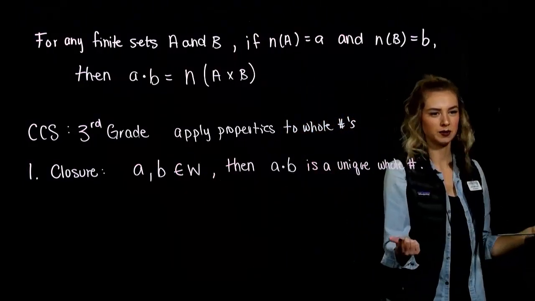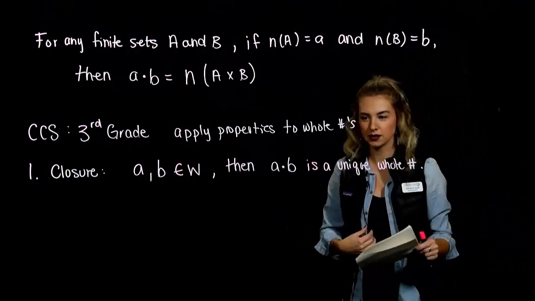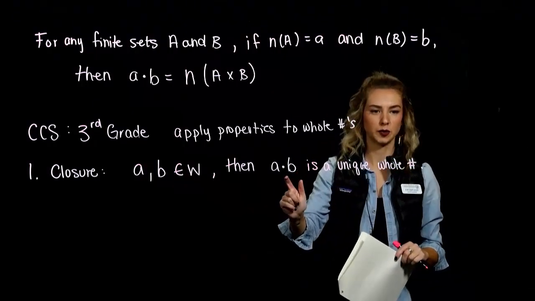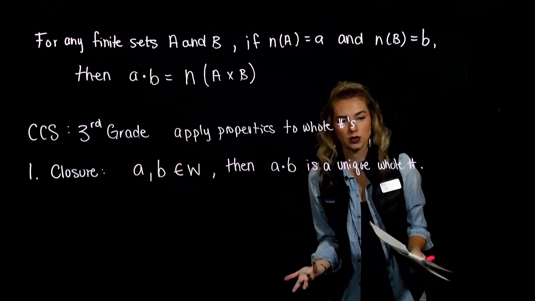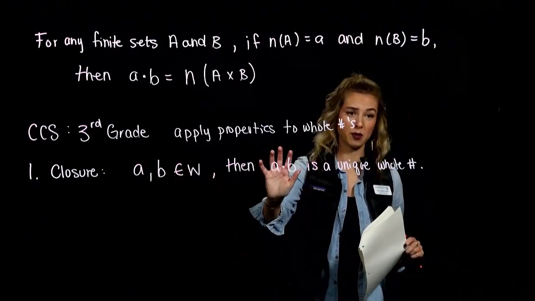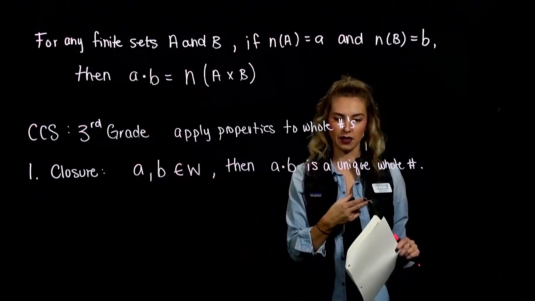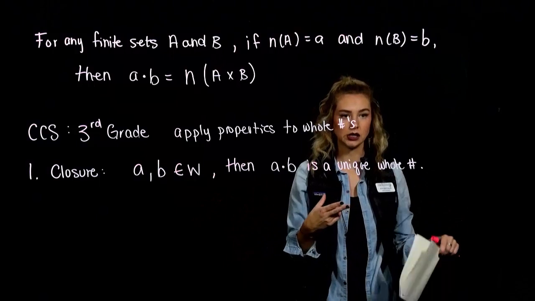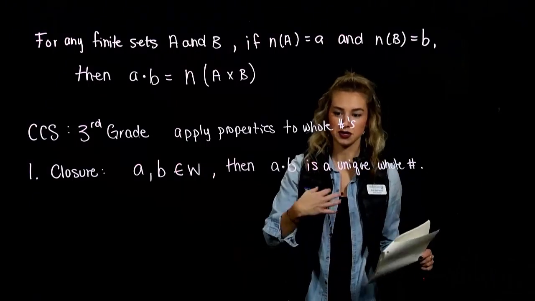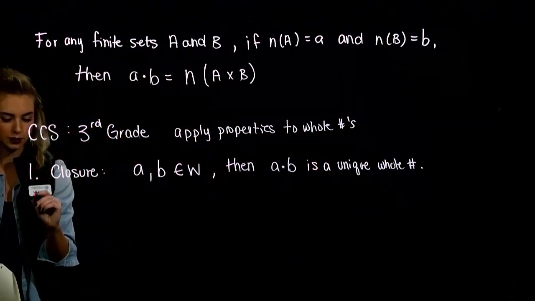So if I take two whole numbers and I multiply them together, it should produce a whole number. And if it does, then it is closed under multiplication. It also could be closed under addition. We have to satisfy those when we examine that property as well. If I take two whole numbers and add them together, it should produce a unique whole number, closed under addition. So we're examining multiplication for now, and we've got closure.